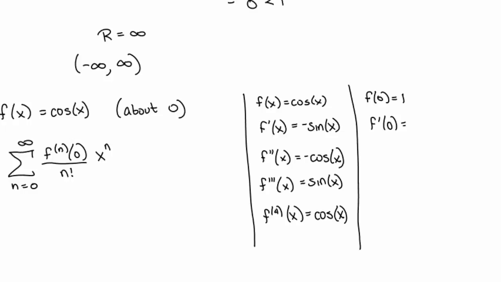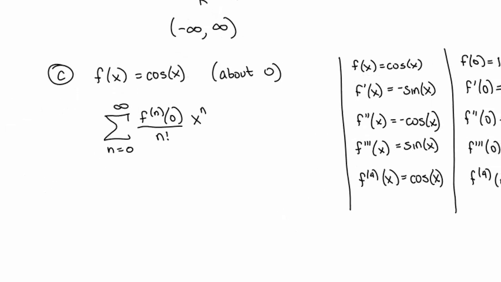F prime at 0 is 0. F double prime at 0 is -1. F triple prime at 0 is 0. The fourth derivative at 0 is back to 1. So 1, 0, -1, 0, 1. That's going to be the pattern. So let's go ahead and take a look at this.